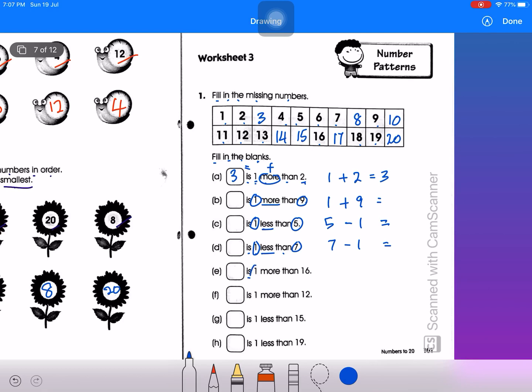So what is 1 more than 16? More is plus. That means 16 plus 1. Okay, what is 1 more than 12? That means 12 plus 1. Okay, G. What is 1 less than 15? So 1 less than 15, 15 minus 1. Okay, what is 1 less than 19? 1 less than 19, 19 minus 1.